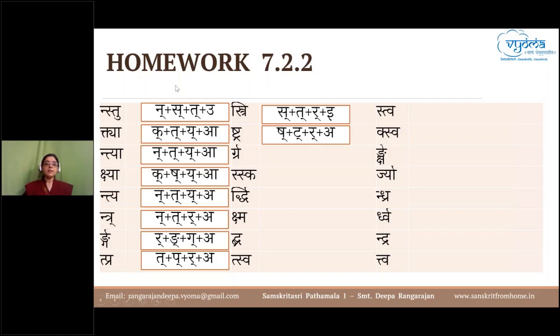This has a curve above as well. So what does it represent? That is repa. Gra. So there is a repa before and a repa after, and then at the end there is an akara. Very good. Next.